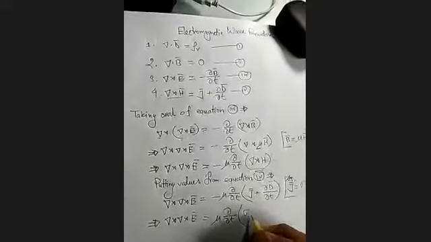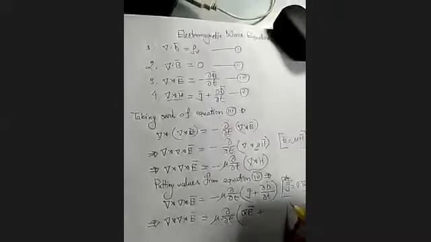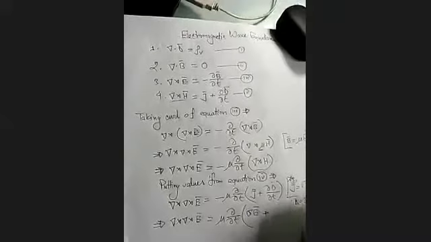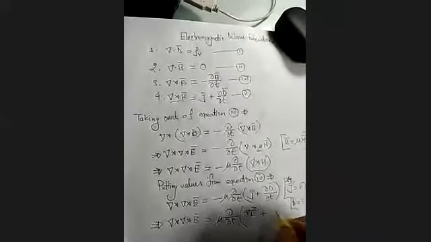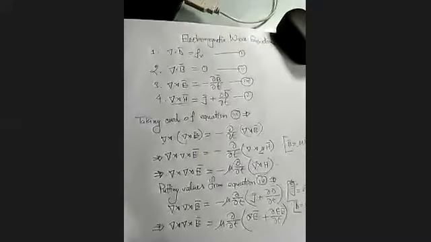So we can write here, instead of J, it is sigma E. Sigma means conductivity of the material. Plus, again we know D is equal to epsilon E. We know it. Now I can write here del into epsilon E divided by del t.